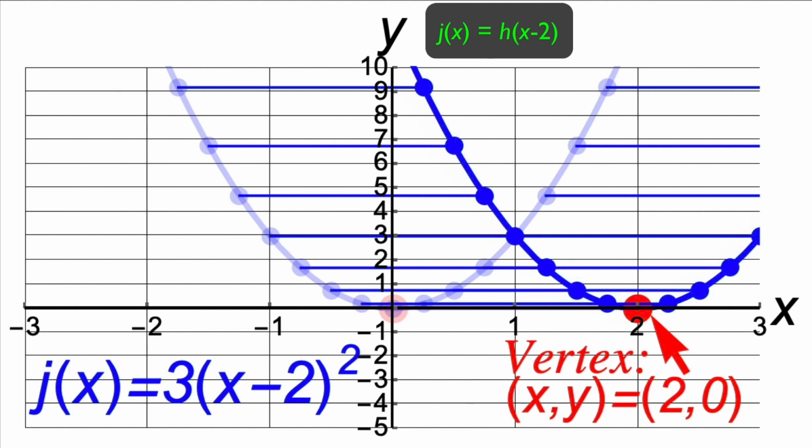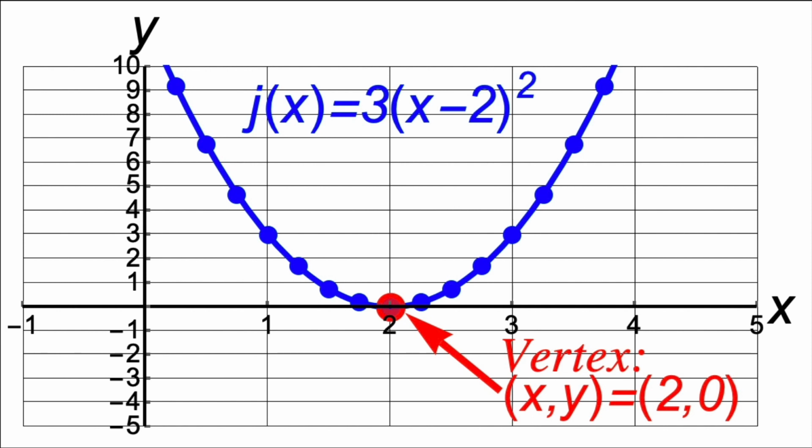In fact, the value of j at any given value of x is the same as the value of h at x minus 2, and x is 2 units to the right of x minus 2. Also notice that since this is a rigid translation, the slope of j of x at a given value of x is the same as the slope of h at the value x minus 2. This is again something that is important for calculus.